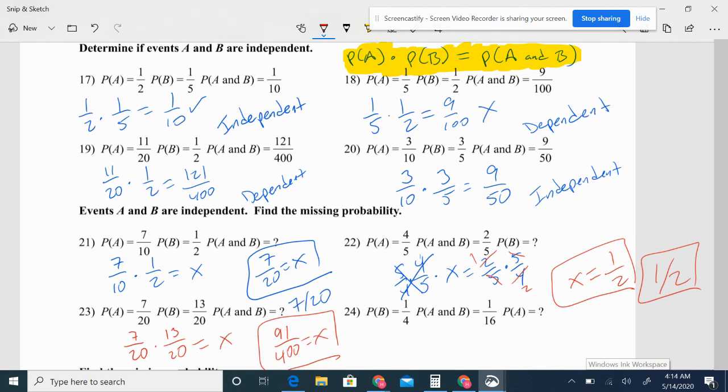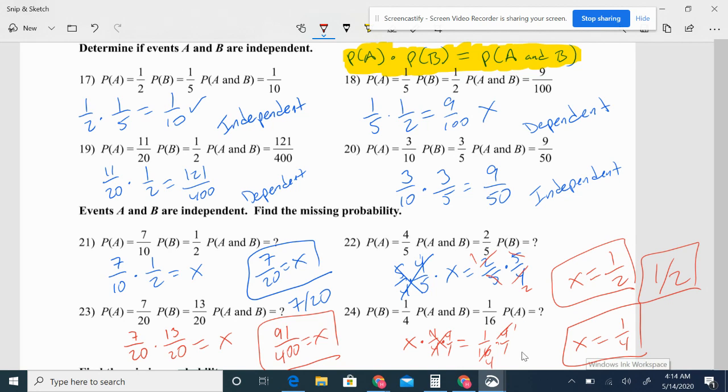Now for question number 24, probability of A, I don't know what it is. I'm just going to call it X. Probability of B is 1/4, and this is equal to 1 over 16. To have the X by itself, let me multiply both fractions by 4 over 1. So I have that X is equal to, here I'm going to simplify. So I have 1 over 4. X is equal to 1/4. Not too difficult. Let's move on.